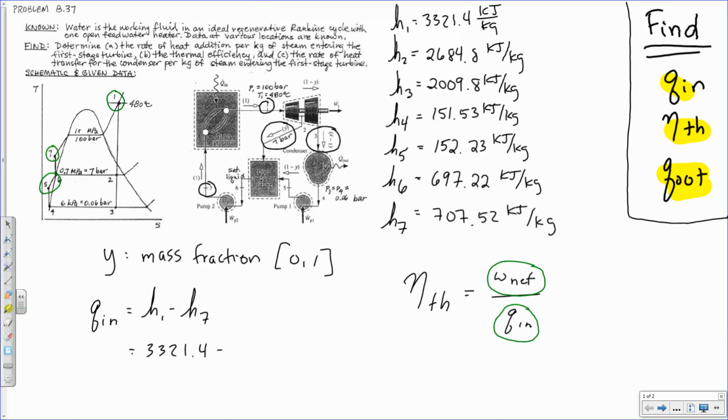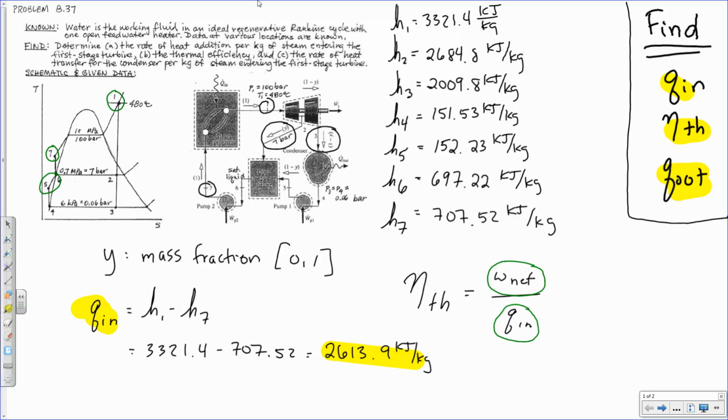3321.4 minus 707.52. These are both in kilojoules per kilogram, so we're adding apples and apples together. This turns out to be 2613.9 kilojoules per kilogram. Great. We've just solved our first part of the problem, which was to solve for Q in.